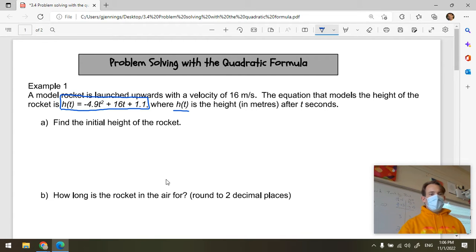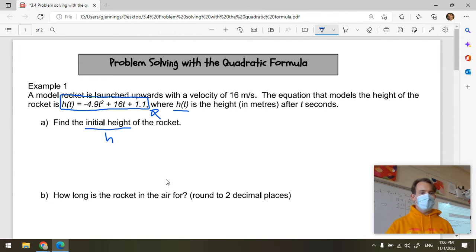So let's take a look at how we could find the initial height of the rocket. Well, what's time at the initial value? How many seconds have gone by before the rocket is launched? Zero. So we want to know what the height of this rocket is at zero. There's another word for that. It's the y-intercept. What's the y-intercept of this function? Yeah, it's just 1.1. This one is just that easy.